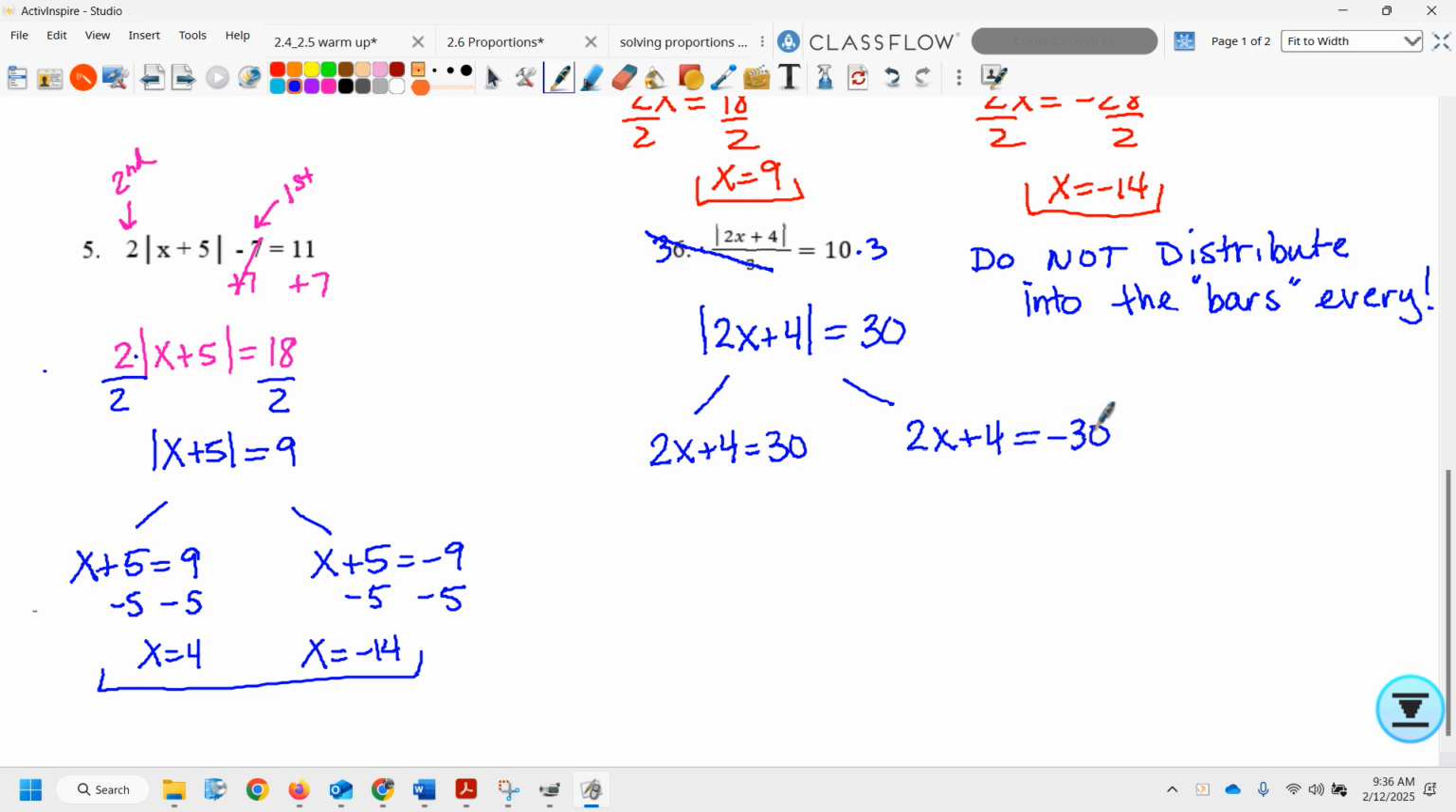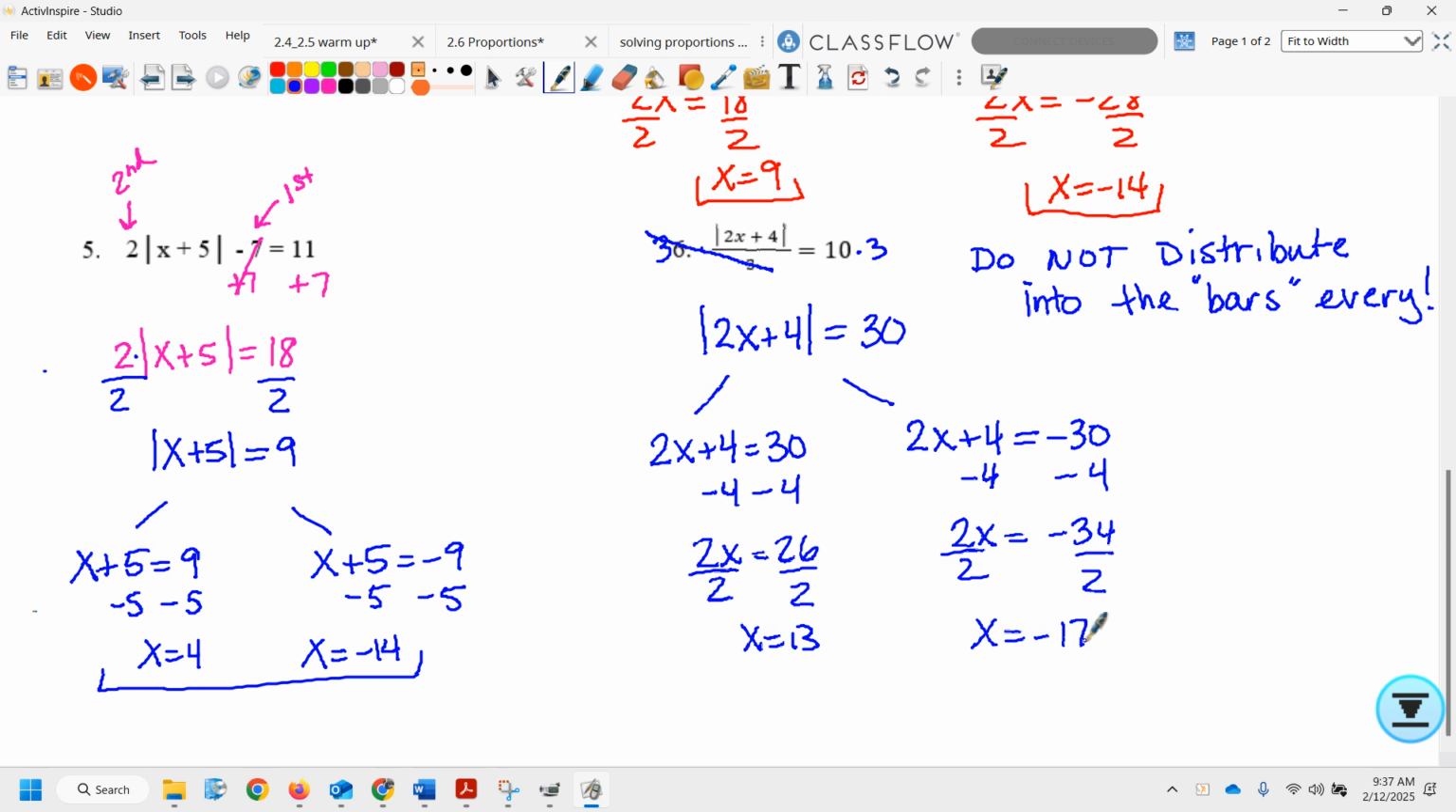Okay? Two-step equations. You guys know how to do these. We're going to subtract 4 here from both sides. 2x equals 26. Divide by 2. x equals 13. Second equation. Subtract 4 from both sides. 2x equals negative 34. Remember, a negative minus a negative is a bigger negative. Divide by 2. And x is equal to negative 17. There I have it. Okay?